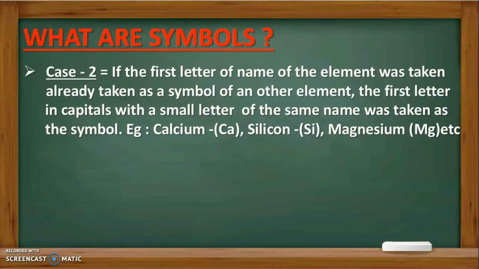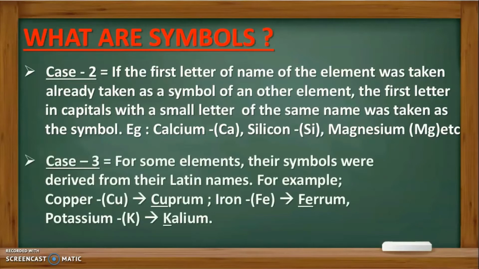In some cases, the symbols of some elements were derived from their Latin names. For example, copper, which has a symbol of Cu, was derived from its Latin name cuprum. Iron, which has a symbol of Fe, is derived from its Latin name ferrum, and potassium, which has a symbol of capital K, is derived from its Latin name kalium.